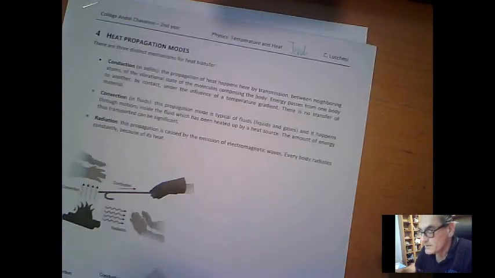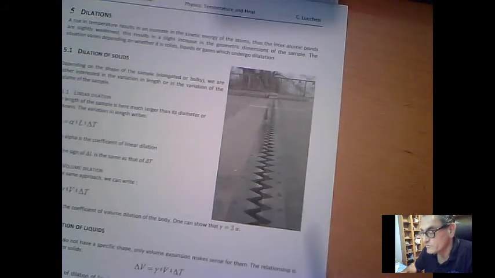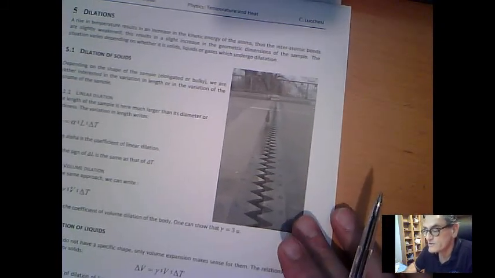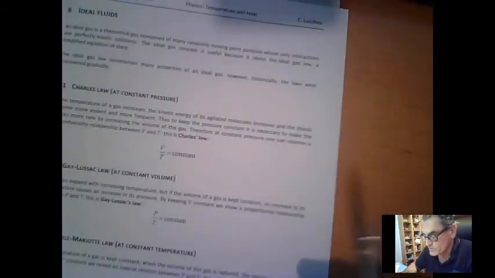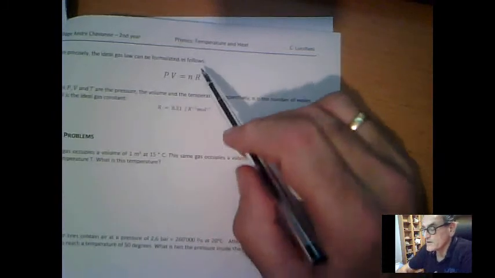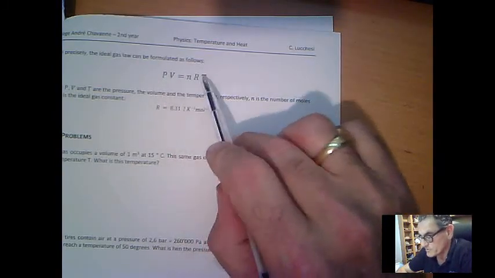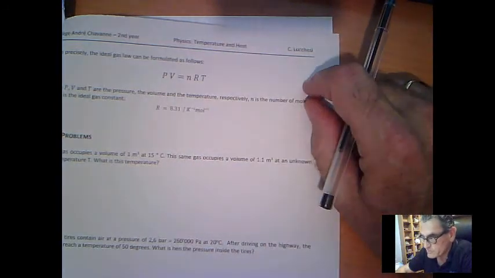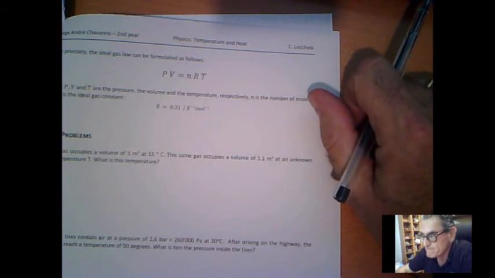Okay. So next week, what we're going to do is to look at dilations of solids, gases, and liquids. And then we are going to look at something which is quite important, which is the ideal gas law. Okay, maybe you saw this law already, PV equals nRT, because in a gas there is always a relationship between the pressure, the volume, and the temperature. So we're going to look a bit more into that, and that will be it.